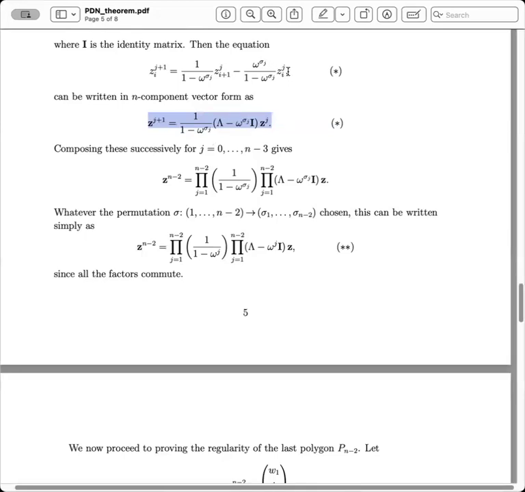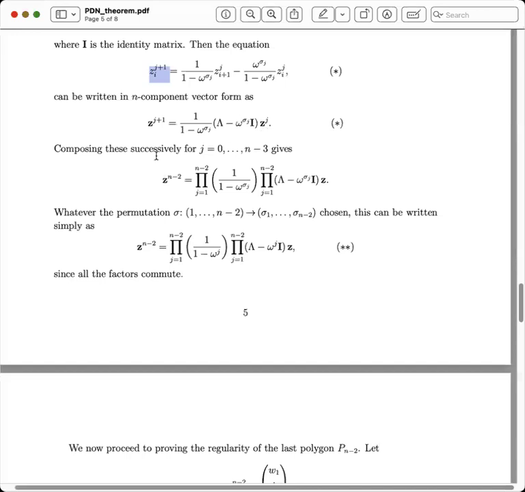And the second term is just the original vector itself without any shift, multiplied by minus omega to the sigma j divided by 1 minus sigma j. And the resulting vector is the j plus 1th vector formed from these components. Now, that is at one stage, but in order to get from the 0th stage to the n minus 2nd stage, we have to multiply all of these factors successively.